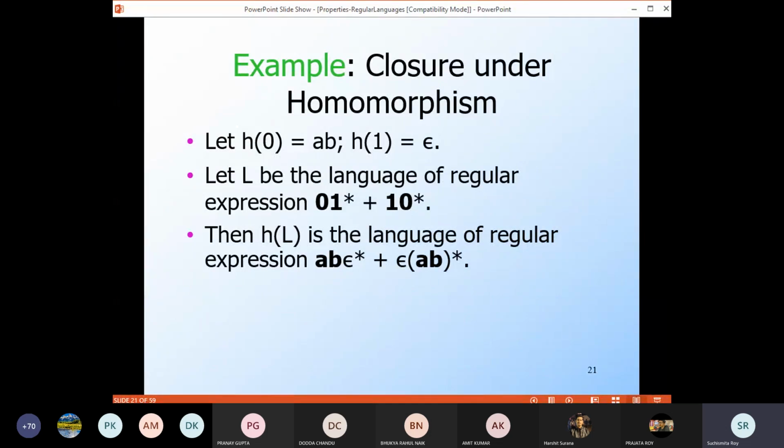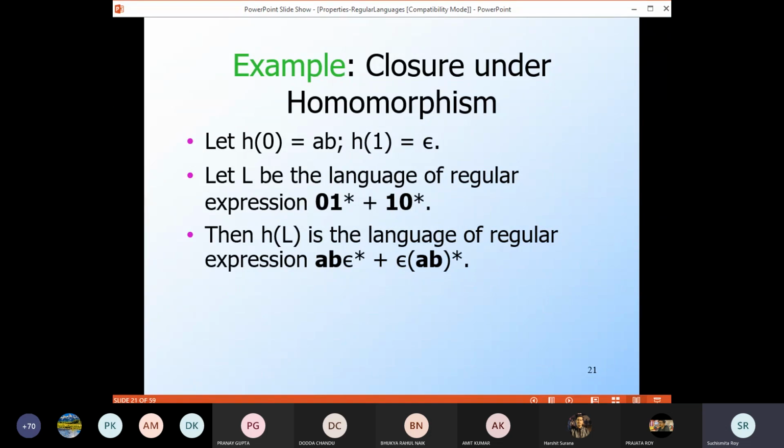Let's come to that. First, let's see how homomorphism is applied. We are dealing with this same homomorphism which has been defined. Let H0 be equal to AB and H1 be the empty string. So if L is the language of the regular expression, then HL is the language of the regular expression. You can apply it to this regular expression and you get back another regular expression which defines the homomorphic image.